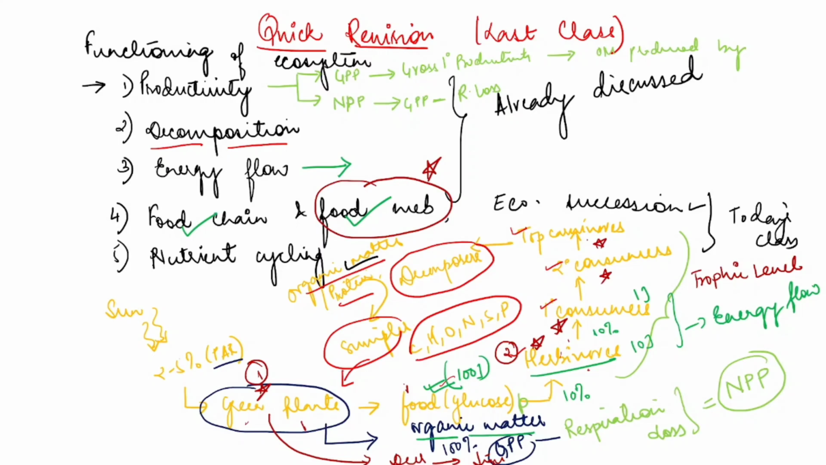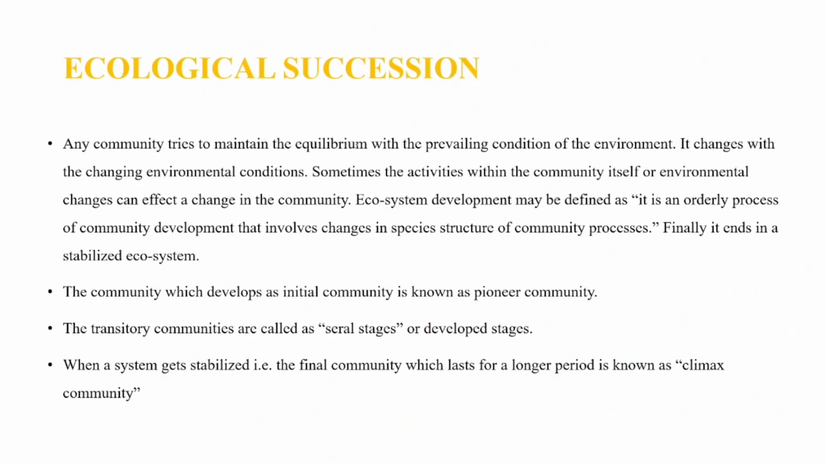In today's class, we will be discussing ecological succession and nutrient cycling. So let's move to ecological succession. What is ecological succession? Let me make you understand in very simple words. Suppose this is a field which has no life on it, a bare area. With time, what will happen? There will be certain changes on that area.